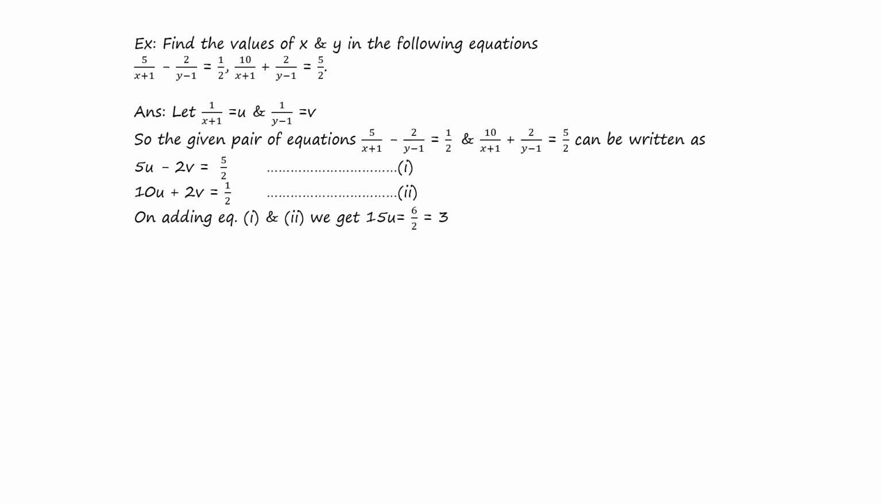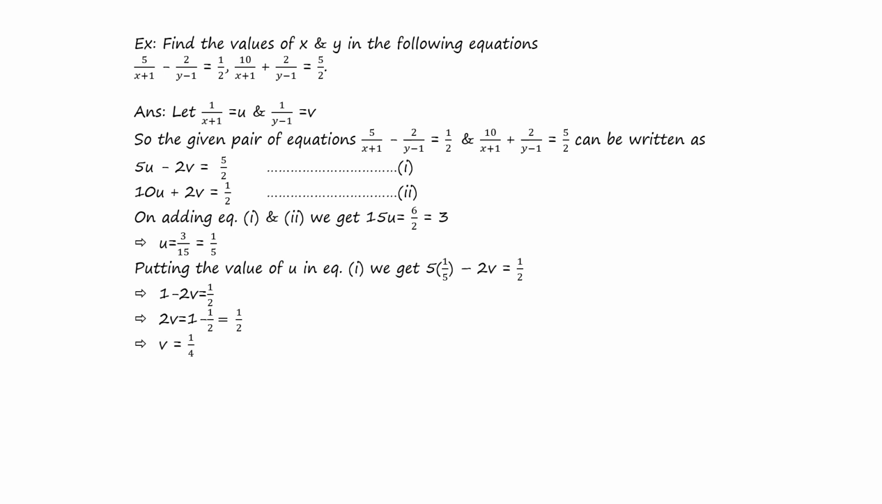Now, on adding equations 1 and 2, we get 15u equals 6 by 2 equals 3, or u equals 3 by 15 equals 1 by 5. Now, we got the value of u. Putting the value of u in equation 1, we get 5 into 1 by 5 minus 2v equals 1 by 2, or 1 minus 2v equals 1 by 2, or v equals 1 by 4. So we got the values of both u and v.